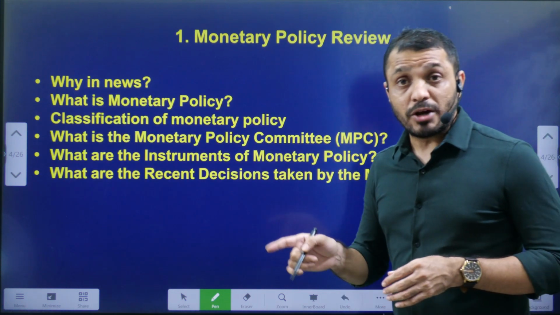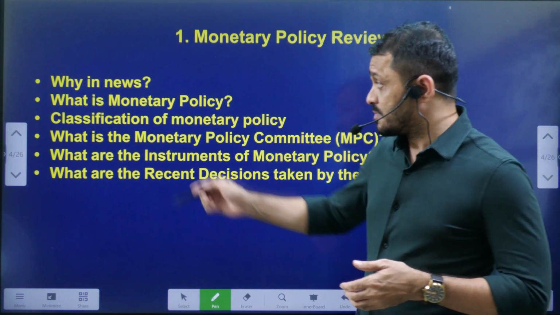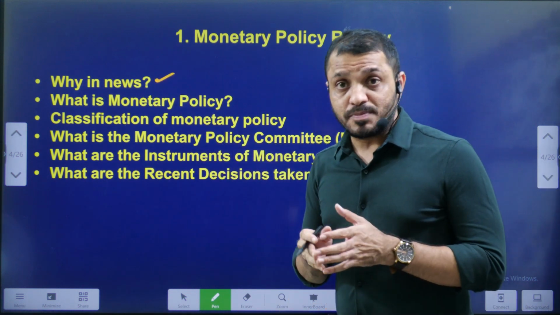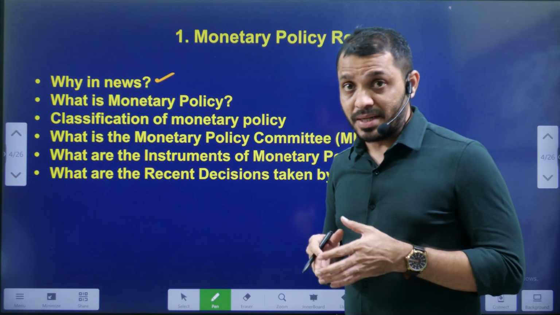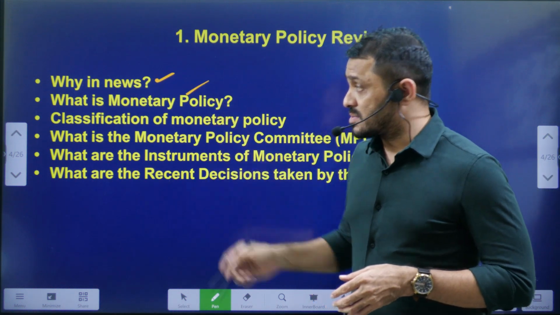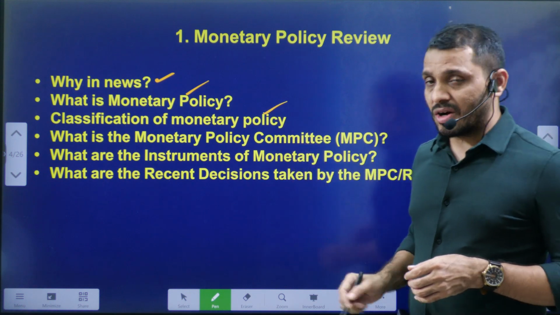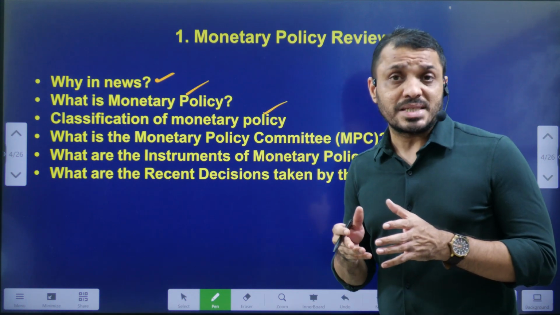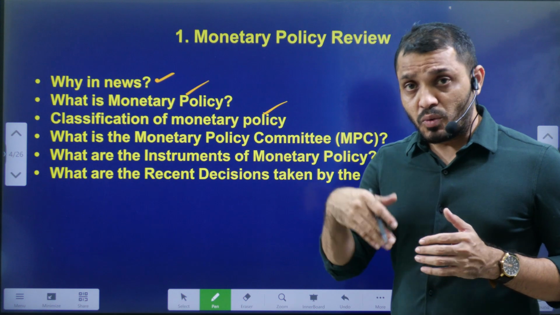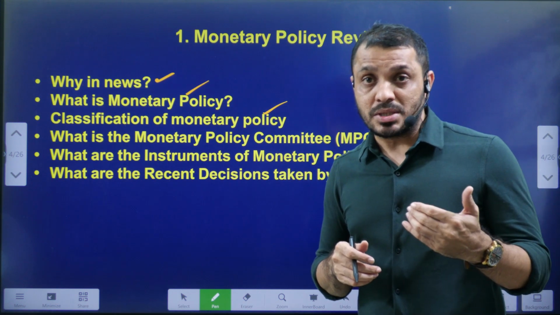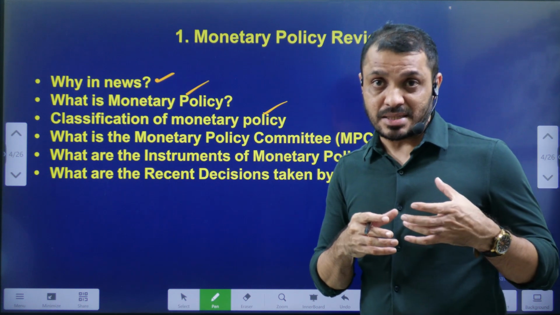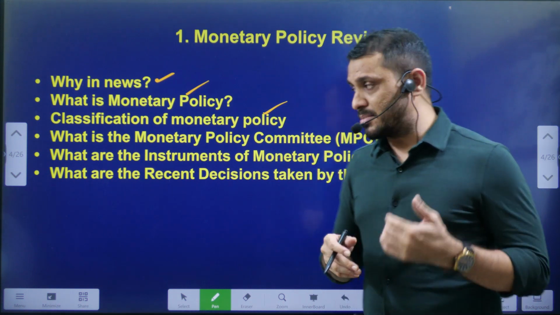In this video, we are going to focus much on areas such as why it is in news. It is in news because RBI's Monetary Policy Committee review decisions have been announced. What is monetary policy, and the classification of monetary policy. Monetary policy can be classified into two ways. One type of monetary policy will expand the money supply, and the other type will contract the money supply, that means reduce the money supply in the market.